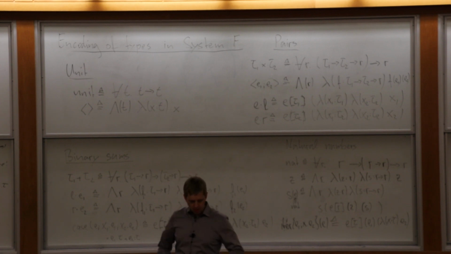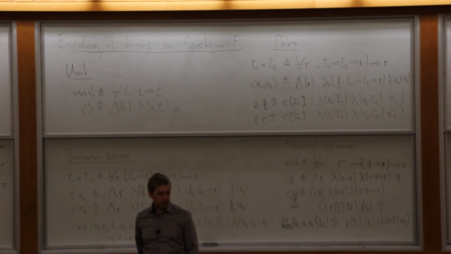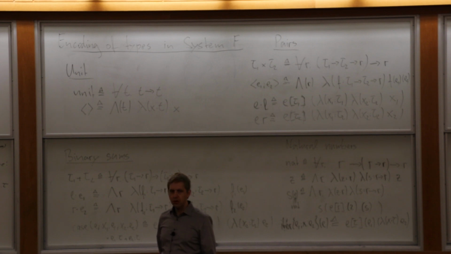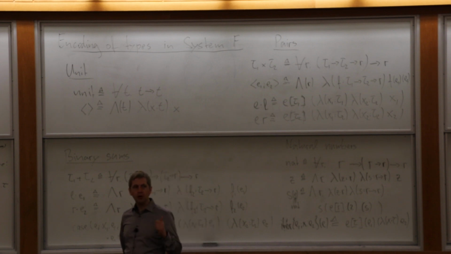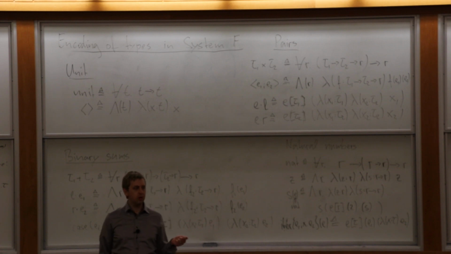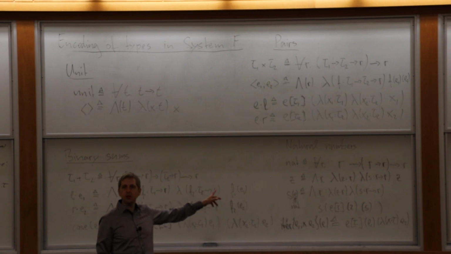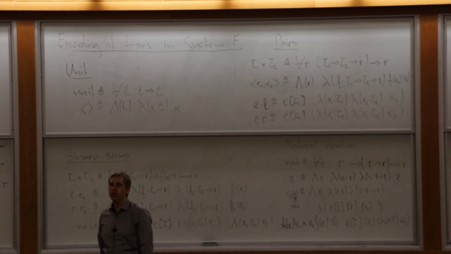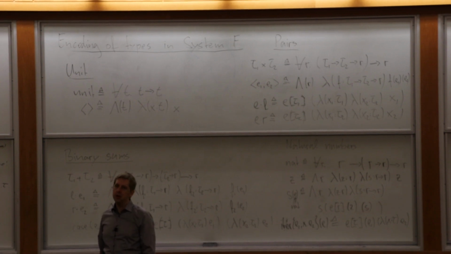So, okay, I could do a little bit more, but I don't want to keep you longer. The homework, which I posted already on Slack, is to define lists of type tau in this way, where you define what is nil, what is cons, and what is an iterator for lists.